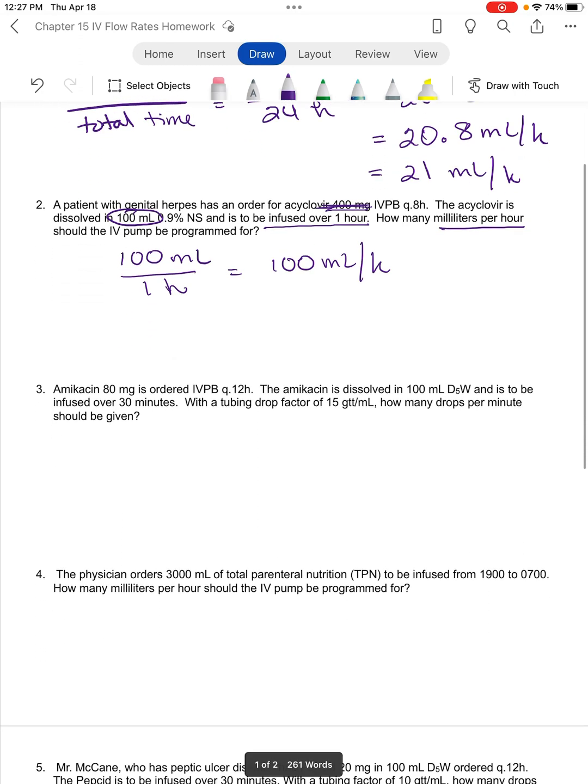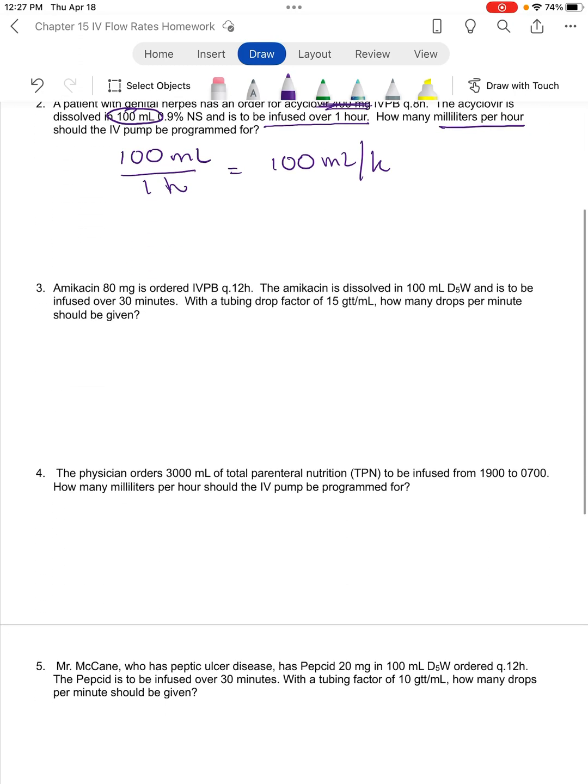All right, so looking at number 3, we have 80 milligrams ordered for an IV piggyback every 12 hours. The medication is dissolved in 100 milliliters of D5W and is to be infused over 30 minutes with a tubing drop factor of 15 drops per milliliter. How many drops per minute should be given? So this time we're looking for drops per minute.